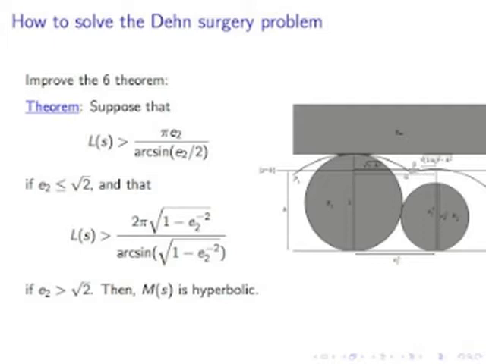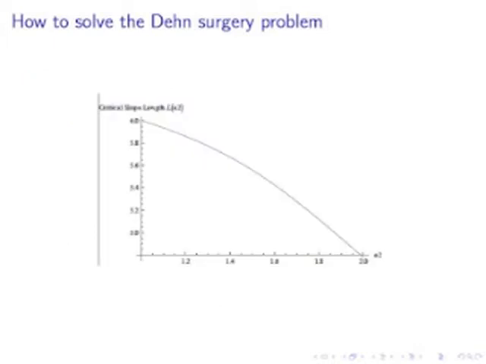So you get a formula which says that if the slope length is at least this, then the manifold is hyperbolic. So here's a picture of the critical slope length as a function of E2. And you can see that when E2 is 1, when the second largest horribles are as big as the largest horribles, the critical slope length was 6. And you can't do anything about that. But as E2 gets bigger and the second largest horribles get smaller, the critical slope length goes down and down and down, and that acts in our favor.